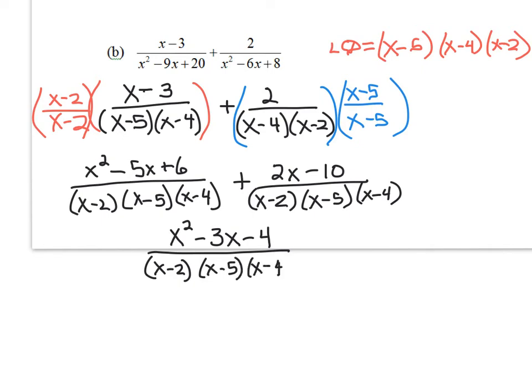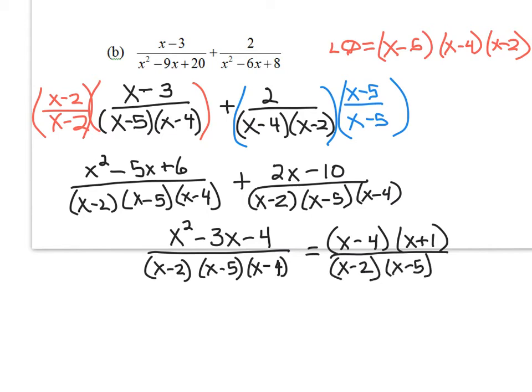Now here's an example of an answer that can be simplified further. In my numerator, that's factorable. So let's factor x squared minus 3x minus 4 into x minus 4 times x plus 1. Denominator still x minus 2 times x minus 5 times x minus 4.